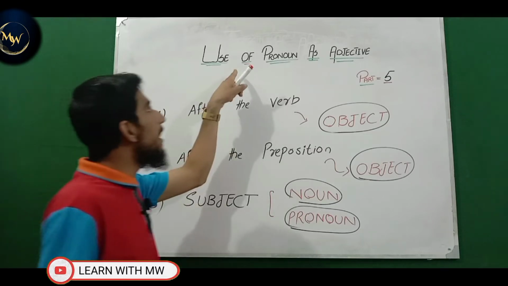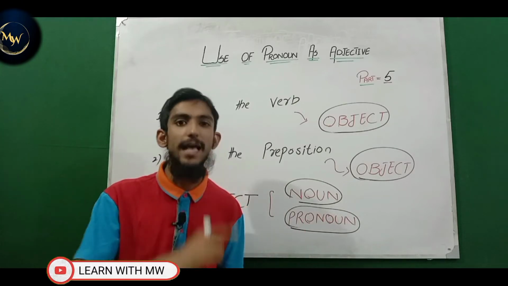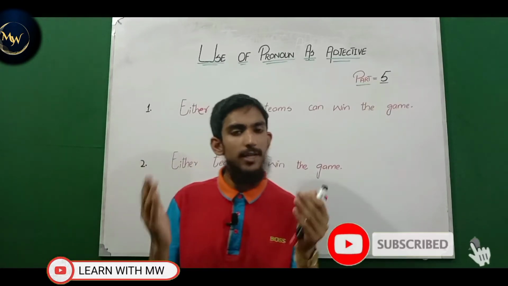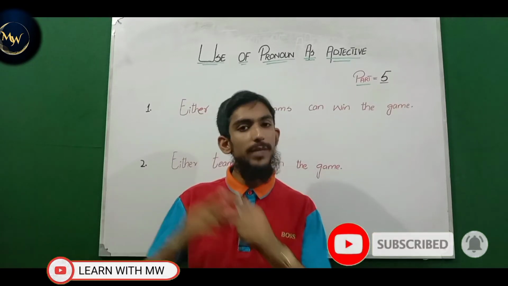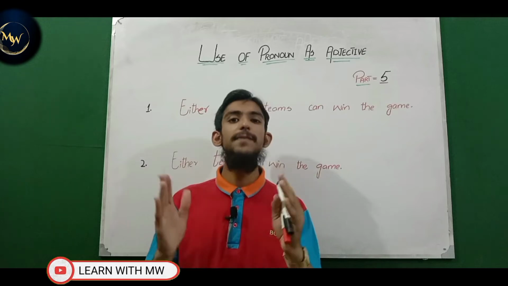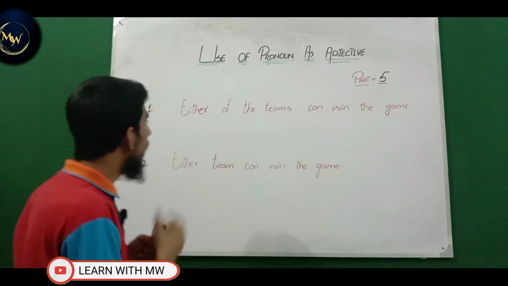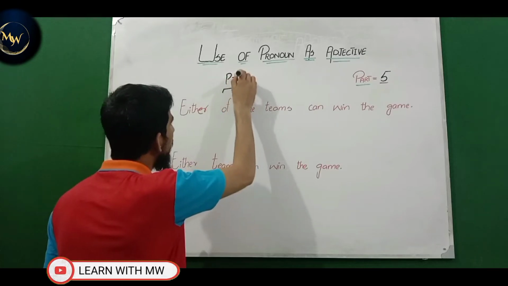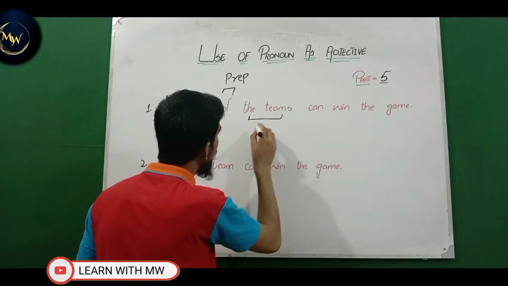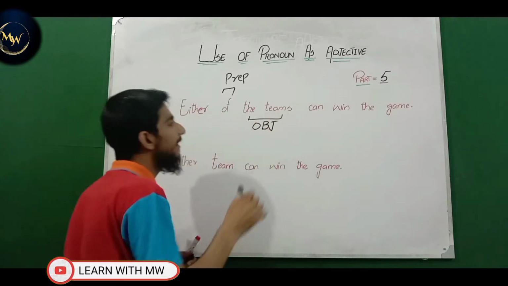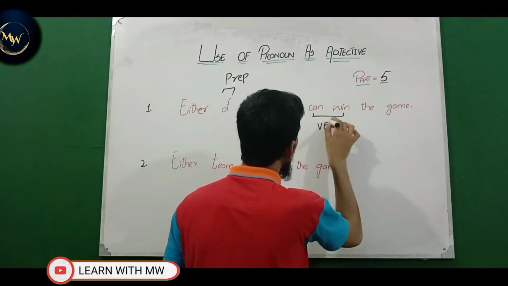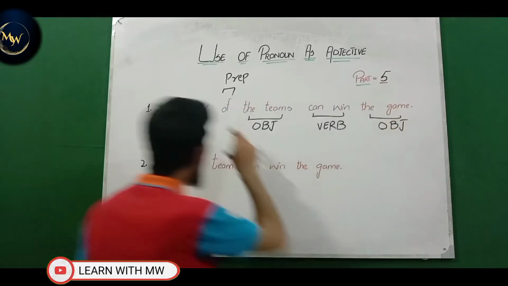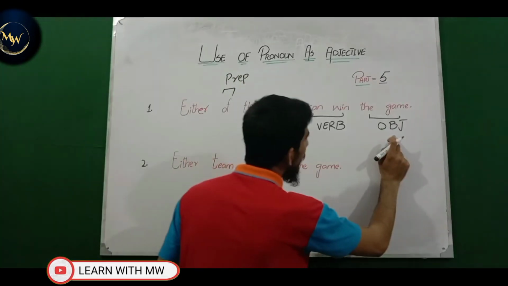Now we will be discussing a very important concept, use of pronoun as adjectives, through examples. We have learned in the previous slide that after the verb there comes object, after the preposition there comes object, and subject in English grammar can either be noun or pronoun. So look, we apply that rule in this example. The example is: either of the teams can win the game. Of is basically a preposition, and we have learned that after the preposition there comes object. So the teams is basically object. Can win is basically verb because it shows action, and after the verb what comes? Object comes. So after the preposition there comes object, and after the verb there comes object.